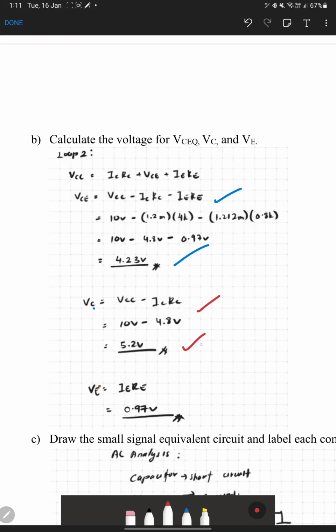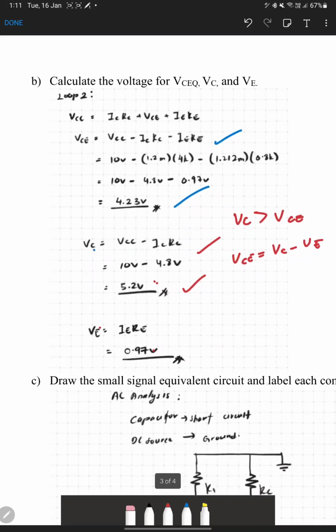To make sure VC is correct, you must compare VC with the VCE. VC much larger than VCE, because VCE equal to VC minus VE. So if you minus both of them, you can get value for VCE. Right.